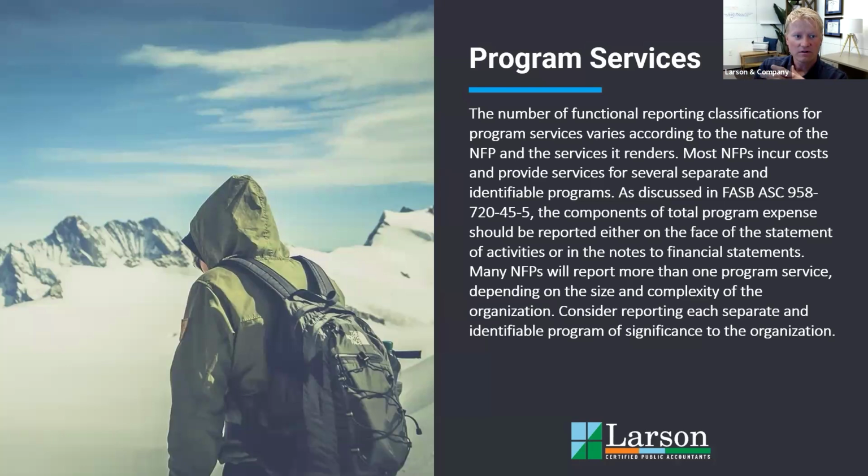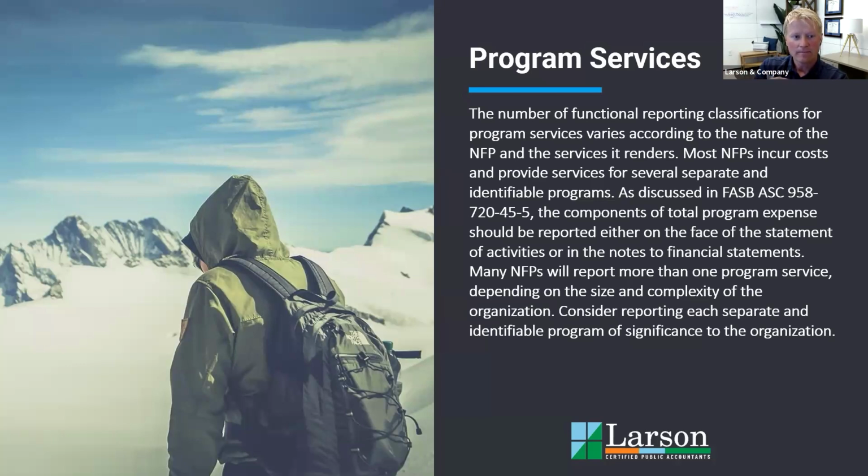And so all nonprofits incur costs and provide services for their different programs that they've identified. The components of total program expenses should be reported either on the face of the statement of activities or in the notes to the financial statements. And so that's important to remember. And then many nonprofits will report more than one program service depending on their size and complexity. Kind of already briefly mentioned that.